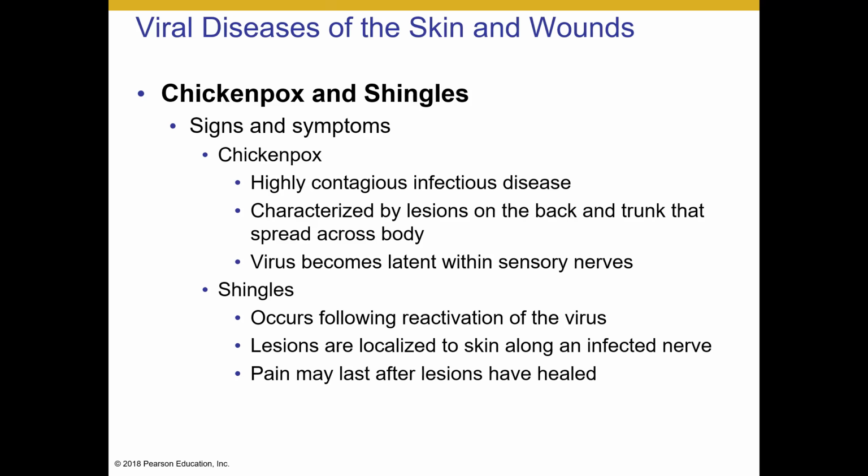Chickenpox is caused by varicella-zoster virus, or VZV. It is highly contagious and characterized by a widespread rash that begins on the trunk and spreads outward. Lesions appear in different stages at the same time. Some are blisters, some are crusted, and some are just beginning. After recovery, the virus does not leave the body. It becomes latent in sensory nerve ganglia.